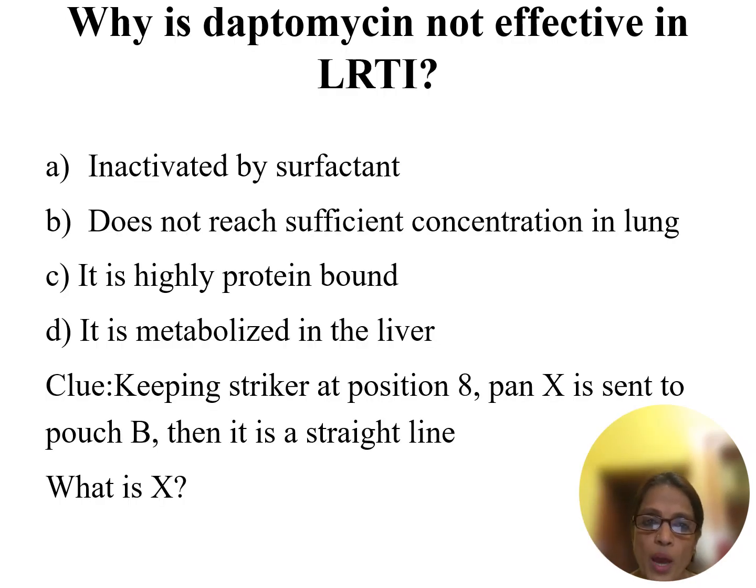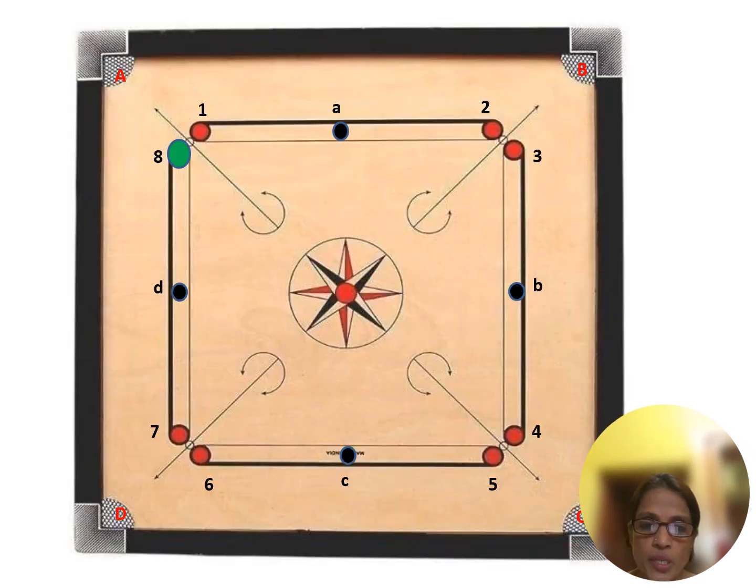Next one. Now, why is daptomycin not effective in lower respiratory tract infection? You have various options. A, it's inactivated by the surfactant; B, does not reach sufficient concentration in the lung; C, it's highly protein bound; Number D, it is metabolized in the liver. So the clue is keeping the striker at position 8, pawn X is sent to pouch B, then it is a straight line. So let us see what is X. So 8, you have to keep the position of the striker. Then this thing has to be sent to B, obviously. So the path is a straight line. Obviously, the answer is A.